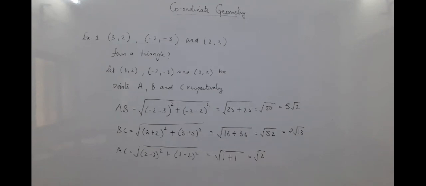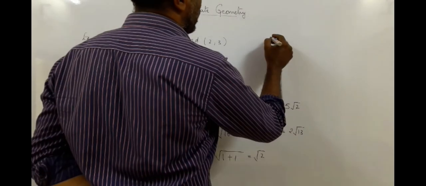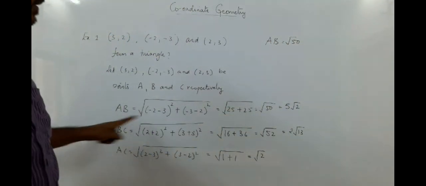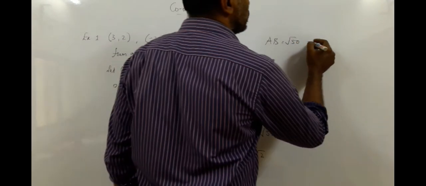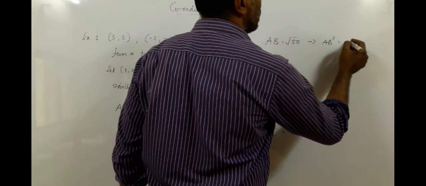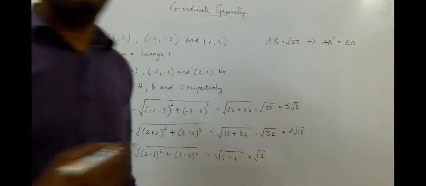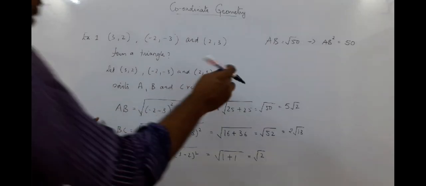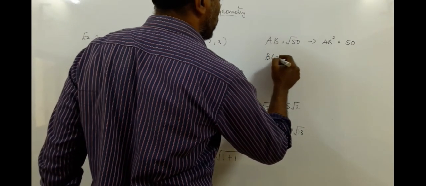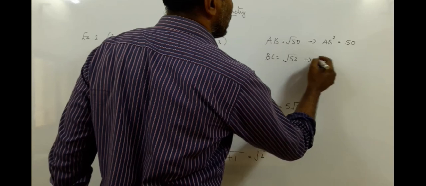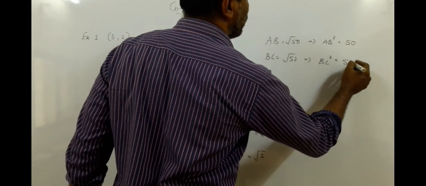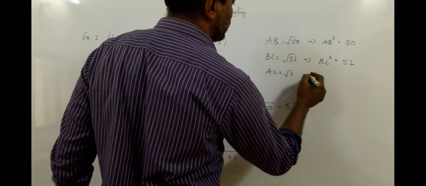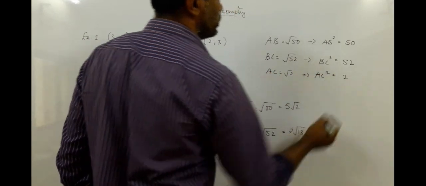Okay. So let us check. We have AB as root 50. So what is AB square? AB square will be 50. BC we got root 52, which implies BC square equal to 52. And AC we have root 2, which implies AC square equal to 2.